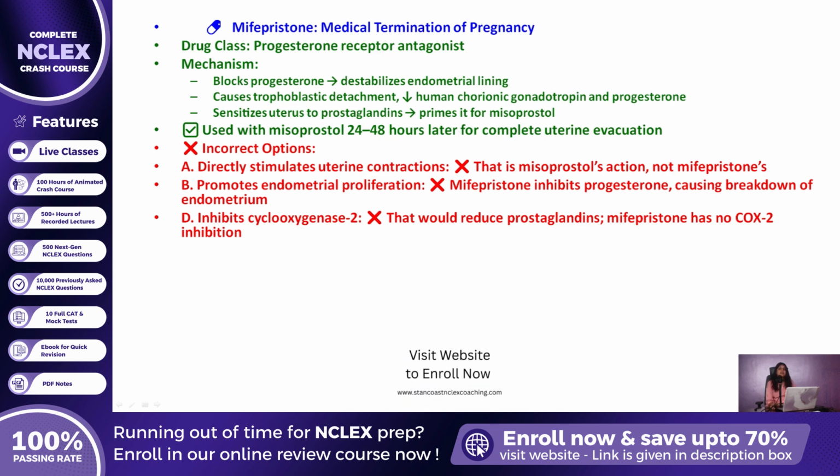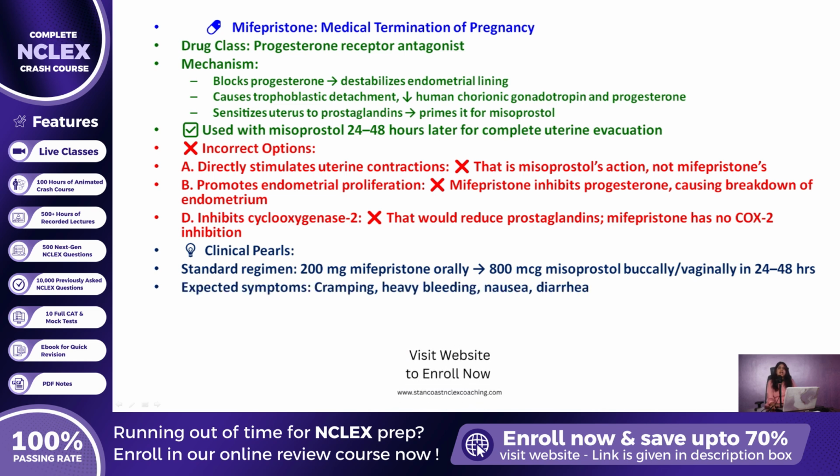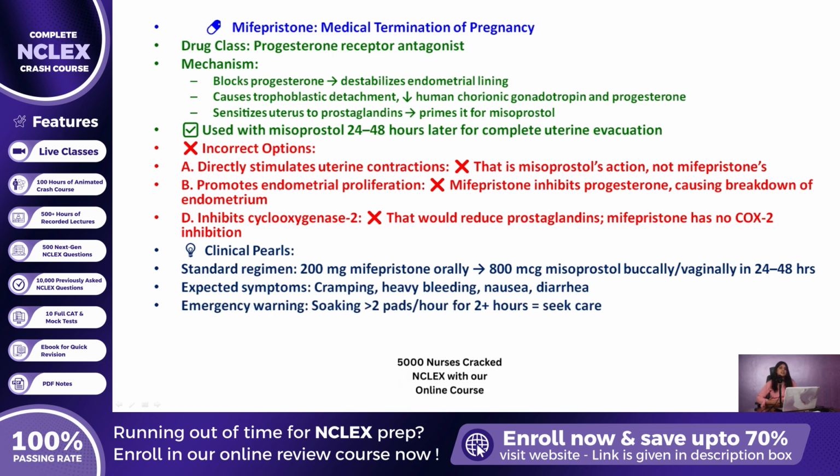Clinically, the standard medical abortion regimen begins with 200 milligrams of mifepristone given orally, followed by 800 micrograms of misoprostol administered buccally or vaginally after 24 to 48 hours. Clients should be counseled to expect cramping, heavy bleeding, nausea, and sometimes diarrhea. It is crucial they understand when to seek emergency care. For instance, if they soak through more than 2 sanitary pads per hour for 2 consecutive hours.